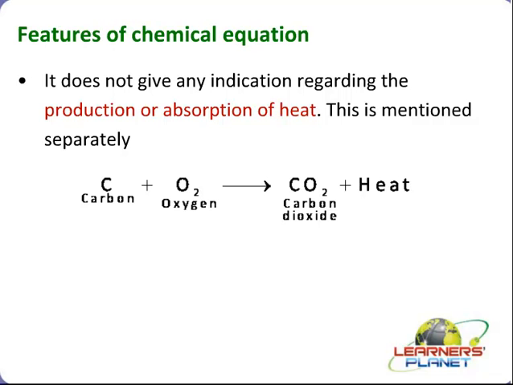Say I wrote the equation of combustion of carbon in air, that is carbon plus oxygen gives carbon dioxide. Now in this case, heat is evolved. So what we have to do is write this heat on the product side. Then only we can get to know that the heat is being evolved.